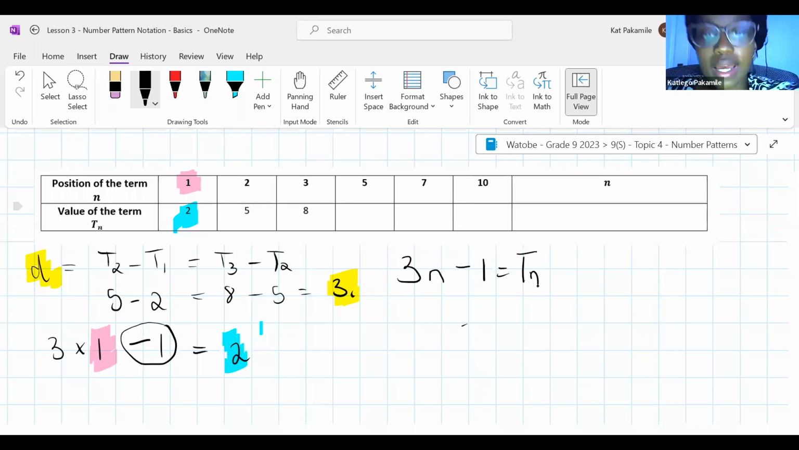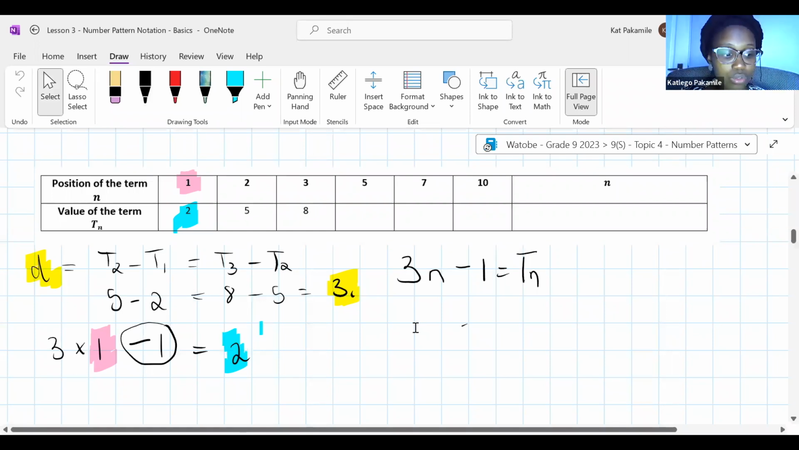So TN, usually we write it the other way around. TN will be equal to 3N minus 1. I hope we are happy. Let me know in the chat. Are we with me? Are we following?